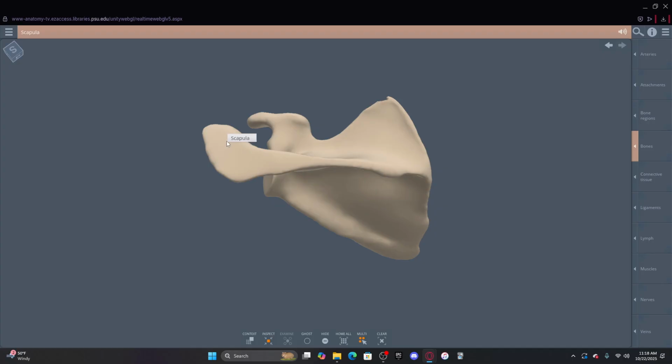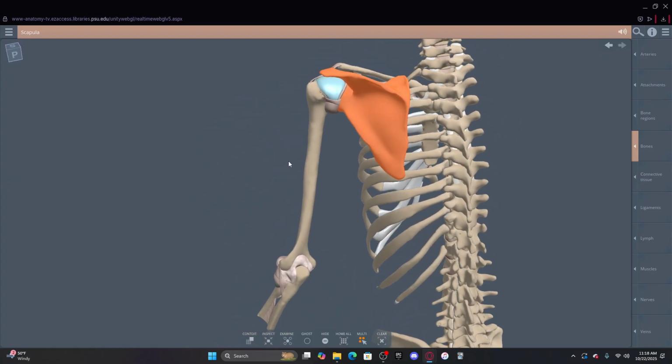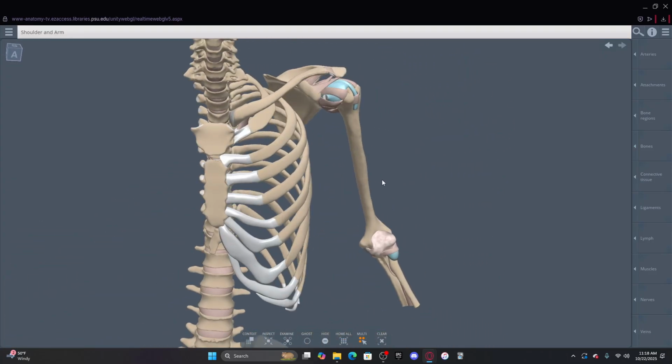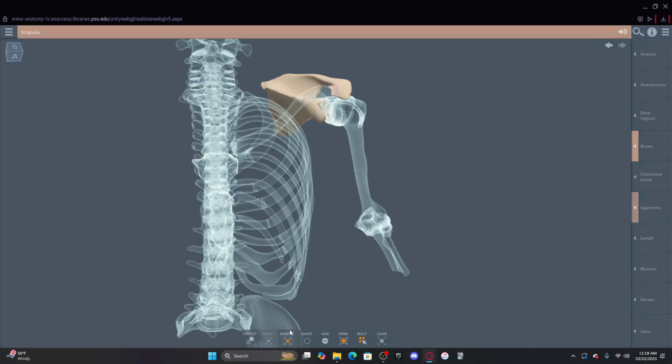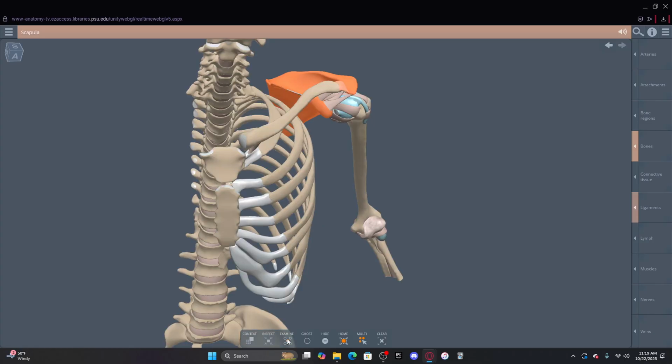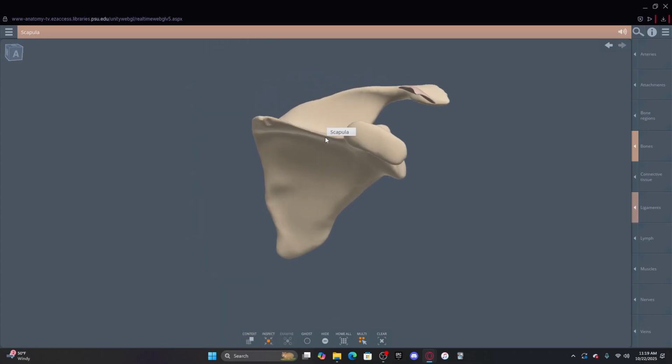And then we have our acromion process, and right here we have our coracoid process. Let me let you see that better from an anterior perspective. This is going to be our coracoid process, and this is our acromion process. I always memorize the acromion as above the coracoid process, so A for above. The coracoid process is below the acromion process.